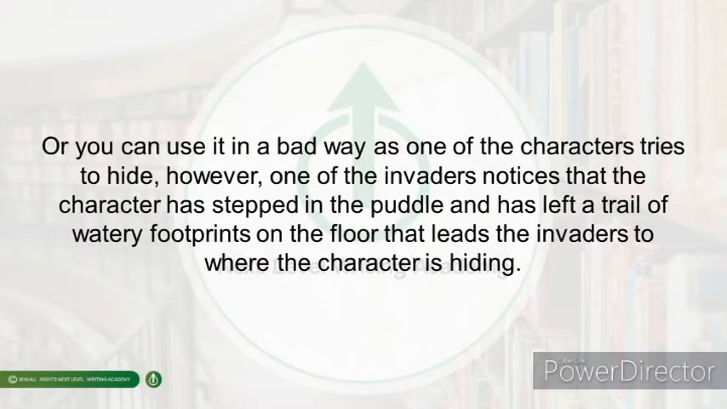Or you could use it in a bad way, as in one of the characters is trying to hide. However, they stumble inside of the puddle and leave a trail of watery footprints to where they are hiding, and the invader notices this and follows the puddles to the closet where the character is hiding.